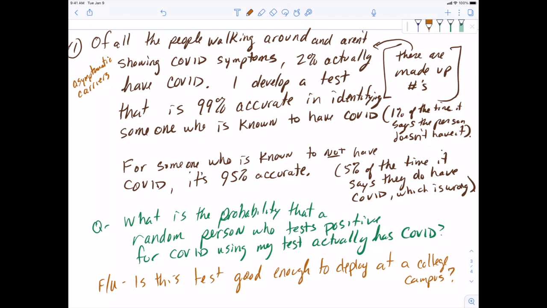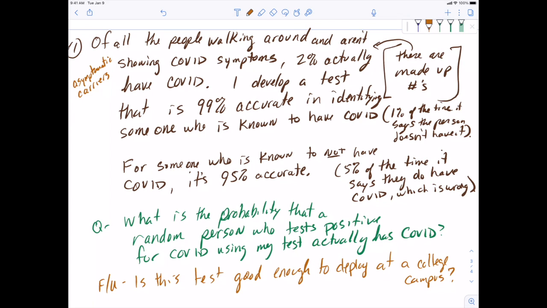So I developed this test that is 99% accurate in identifying someone who is known to have COVID. If I give this test to 100 people who are known to have COVID, it will tell you 99 times that they have COVID, and one time it will be incorrect and say that they don't have COVID. So that's 99% accurate. The tests don't always work the same way in the positive cases and the negative cases. Rarely they do. Usually they'll have a different number.